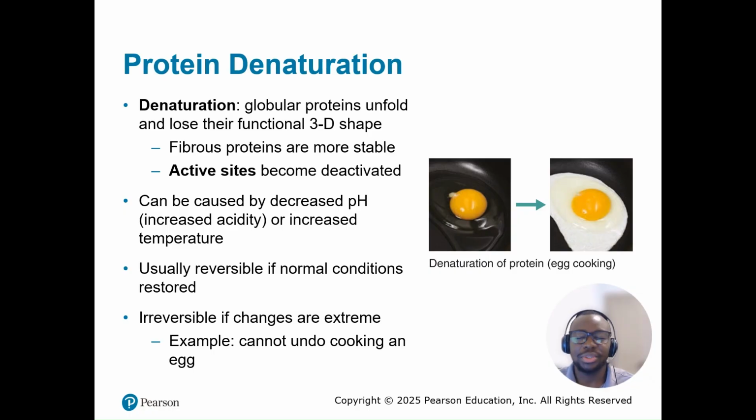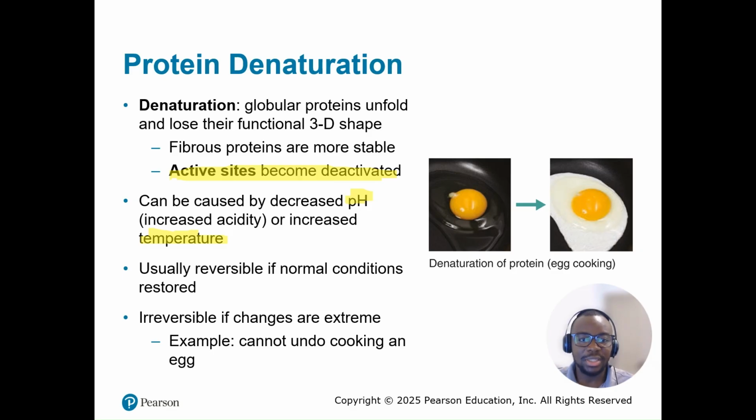Protein denaturation. Protein denaturation is a process in which a protein loses its three-dimensional structure, resulting in loss of function. Globular proteins unfold and lose their functional shape. Fibrous proteins are more stable. During denaturation, the active site becomes deactivated.